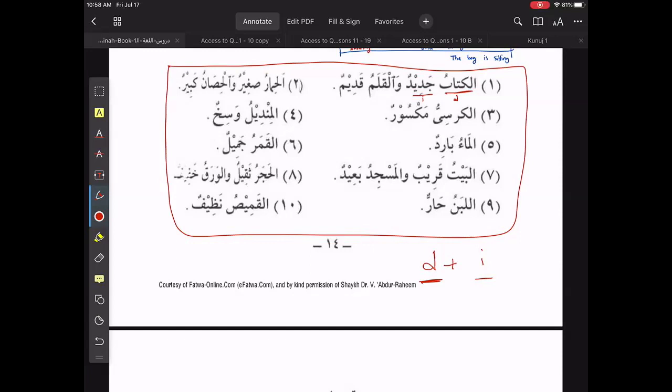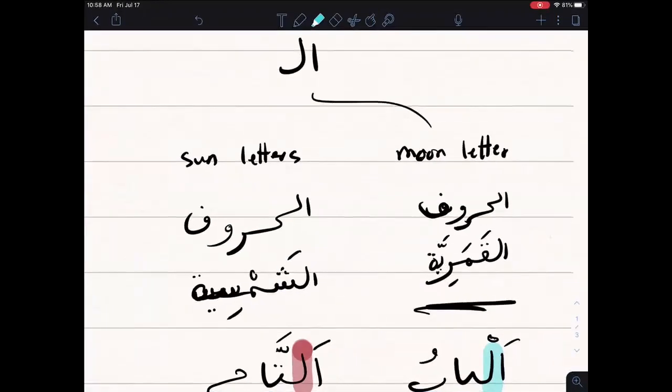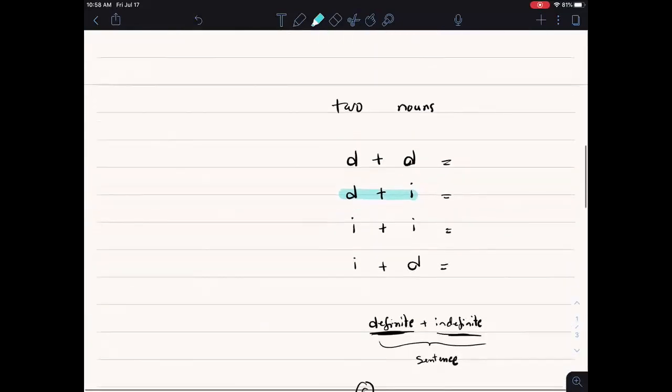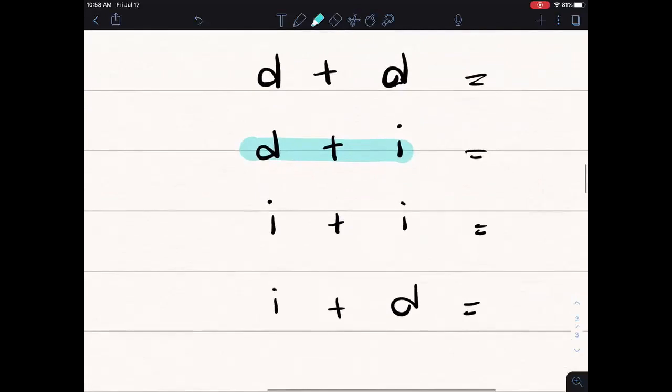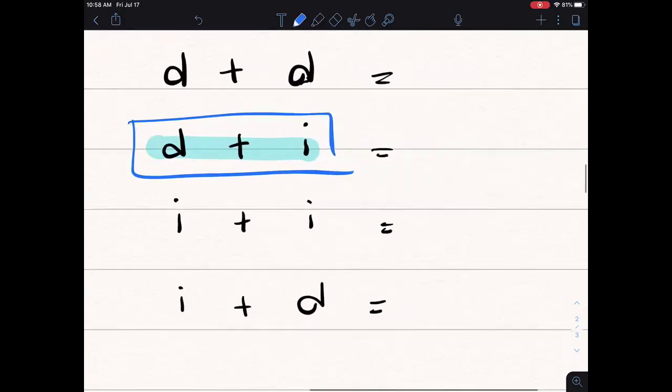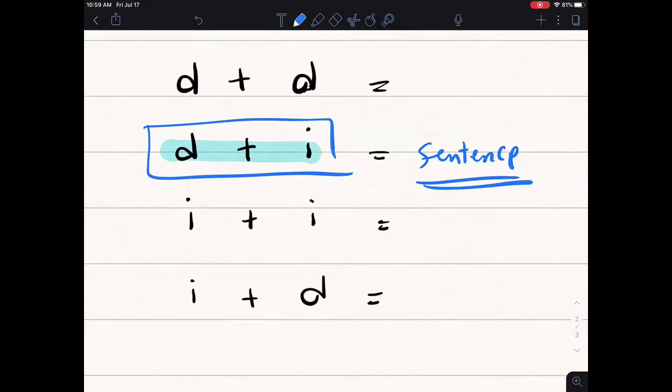Okay, so if you just want to see what I wrote here, don't worry too much about this thing because we will be coming back to it. This kind of chart you will see a lot. When we talk about adjective, we'll come back here. When we talk about idafa, we'll come back here. But those are coming later. Okay, so right now, the only thing I'm worried about is this one. It's equal to a sentence. Okay, good. Any other question?